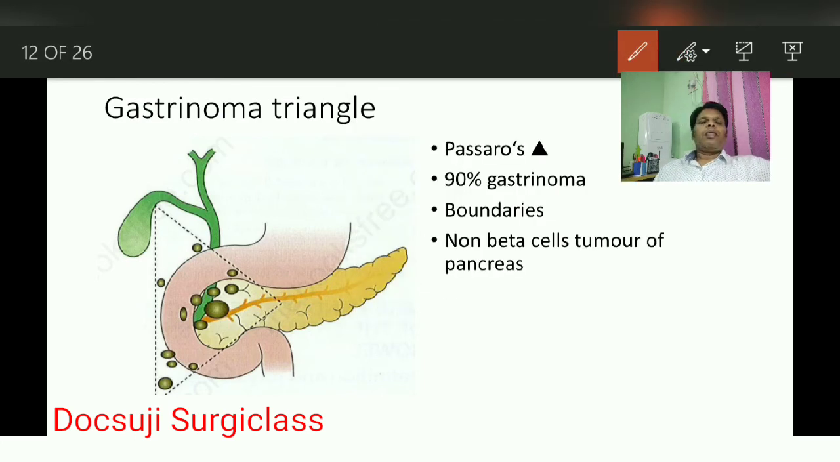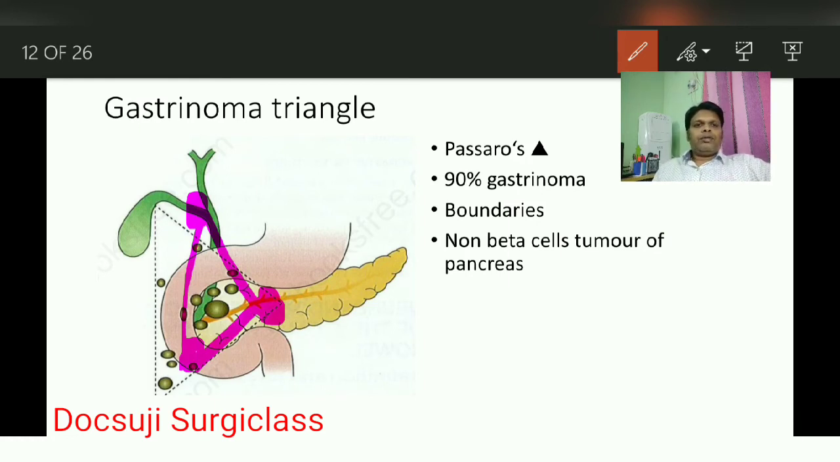Passaro's triangle. Okay, what are the boundaries of the triangle? First we will take 3 points. The first point is the junction between the head and neck of the pancreas. The second point is the junction between the second part of the duodenum and the third part of the duodenum. And the third one is the confluence of the cystic duct and bile duct. You connect all these 3 points, you will get a triangle. This triangle is called the gastrinoma triangle or Passaro's triangle.